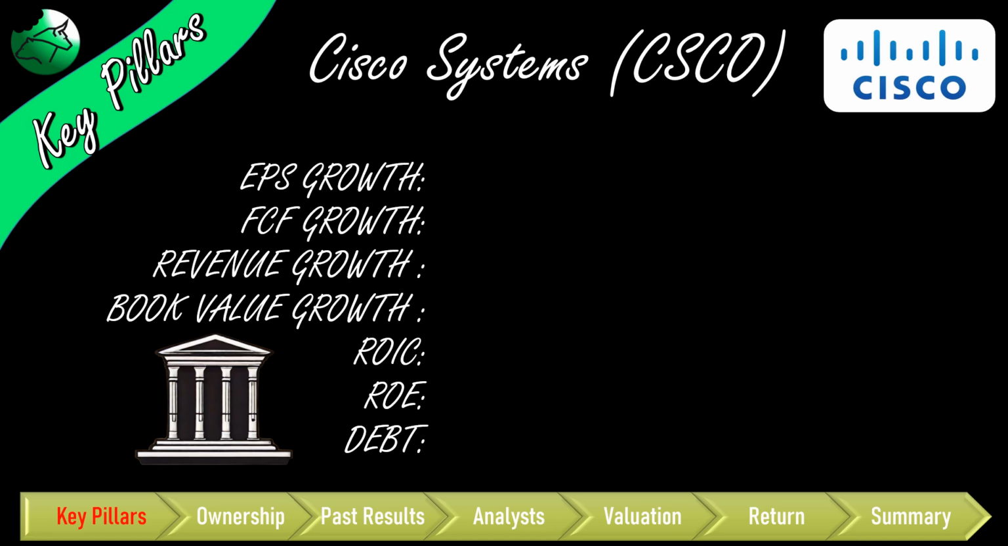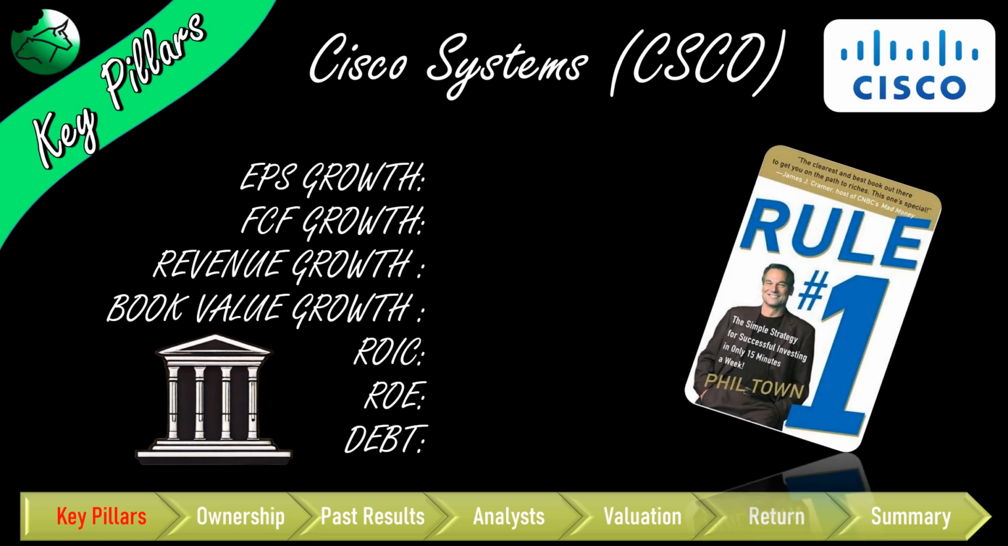Let's start by looking at the key pillars for the trailing 12 months. In the book Rule 1 by Phil Town, he suggests that these are the key metrics when first evaluating a business. The first pillar we are going to explore is the earnings per share. This is where we take the net income and divide it by the shares outstanding. The higher the number, the more profitable the company. Earnings per share growth is down by 3%.